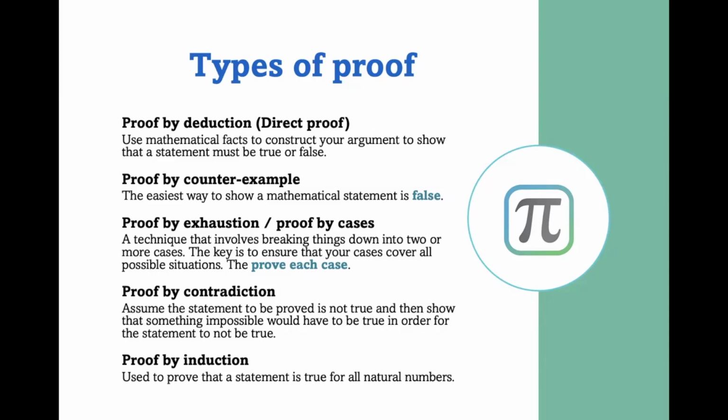There is also proof by contradiction, where we assume that the statement to be proved is not true, and then show that something impossible would have to be true in order for the statement to not be true. And finally, we have proof by induction, which is used to prove that a statement is true for all natural numbers. There's quite a few techniques on here.